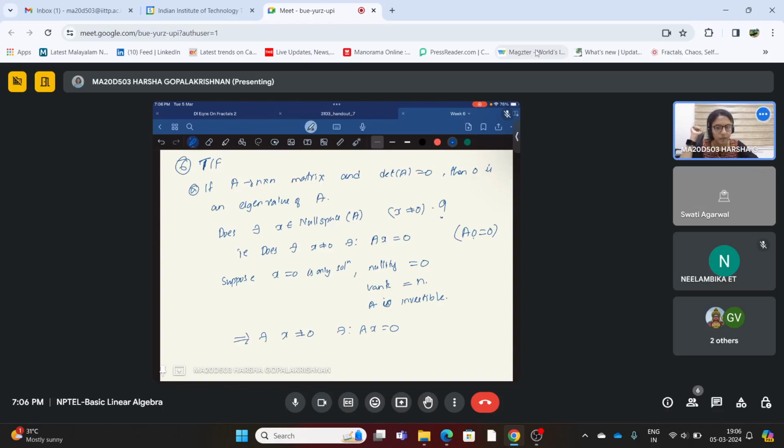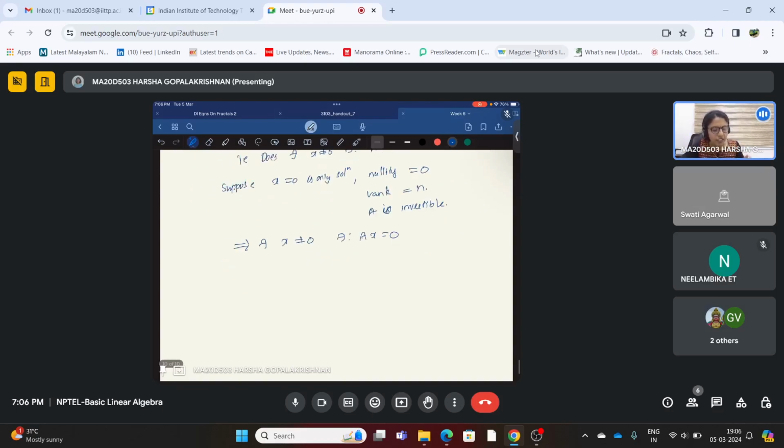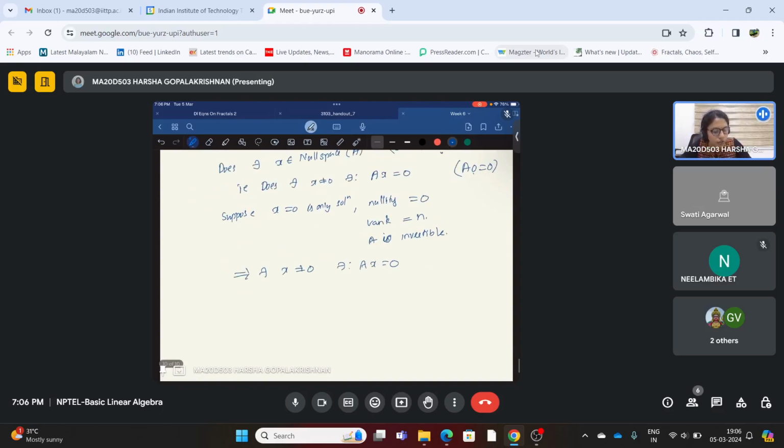Clear? Okay, let me finish this. What we got is Ax equal to 0 with a non-zero X. What does that mean? There exists a non-zero X such that Ax equal to 0x. Now what does this mean? This is just the definition of eigenvalue. That implies 0 is an eigenvalue.